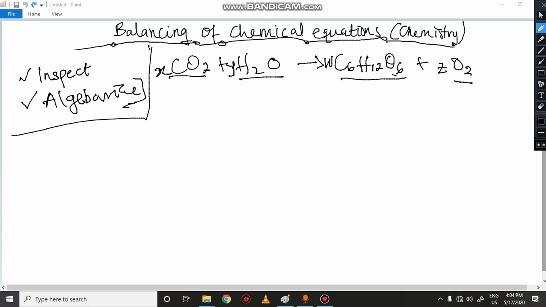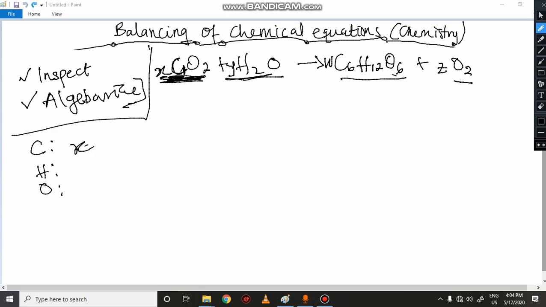Now, what we have to do first is see the atoms, the elements, in this. We have C, we have O, and we have H. That's what we have here. Okay, so now let's write an expression for each of them. For the first term, we are writing the equation for C. We assume 1 is there, but we don't write it. So the number of atoms of C in this term is 1 times x, which is x.